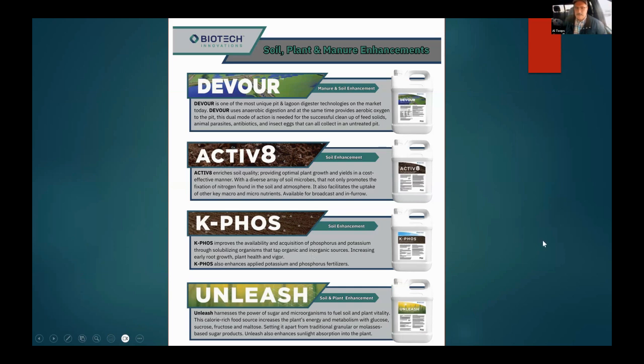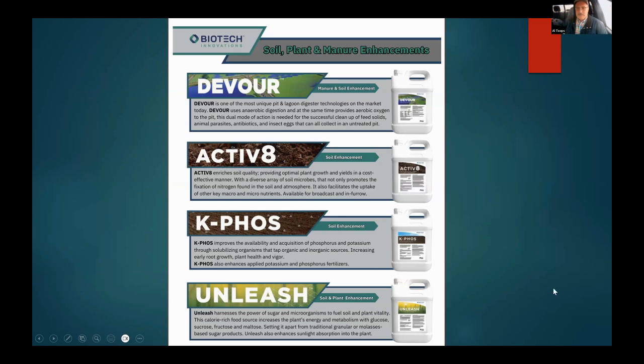K-Phos was developed to help us get better utilization of phosphorus, potassium and other cations. This one is really strong in the marketplace for helping us solubilize P. Just as an example, for every ounce of K-Phos you apply in a furrow, you're going to get about 4 units of P and K.